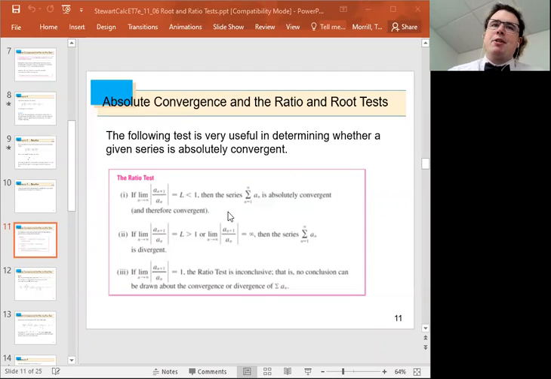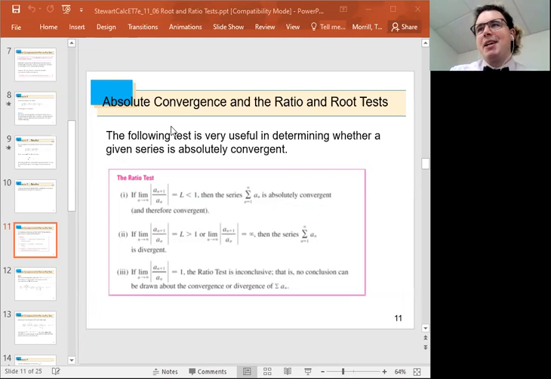So absolute convergence is a little bit easier to test for than regular convergence. The trade-off is that we lose out on those series which are not absolutely convergent, but still converge as long as they have their minus signs, the conditionally convergent series. Now, we have some tests to figure out whether a series is absolutely convergent.